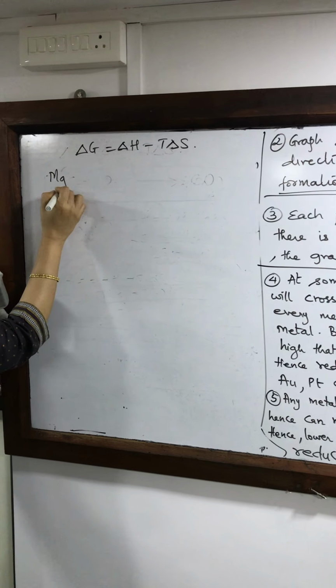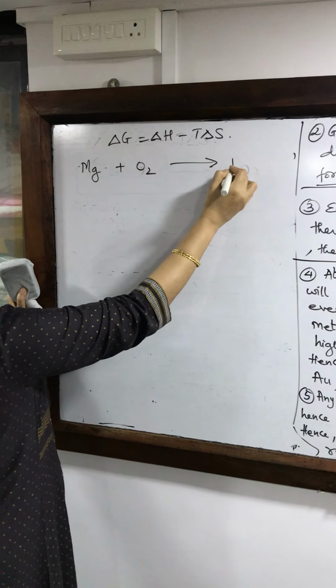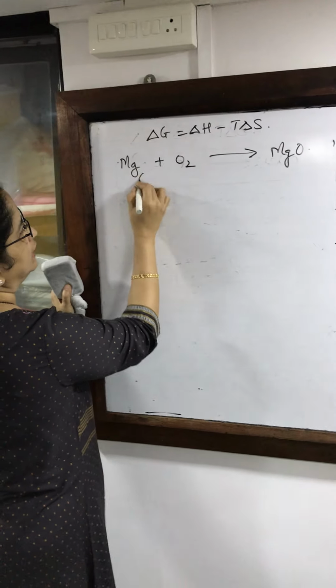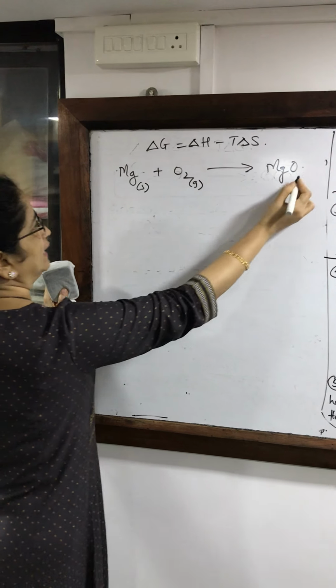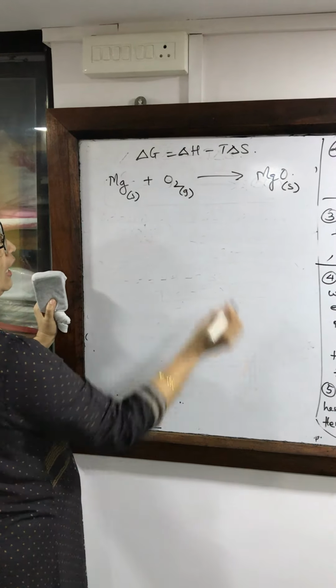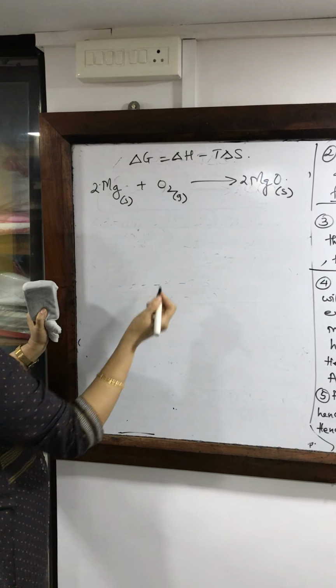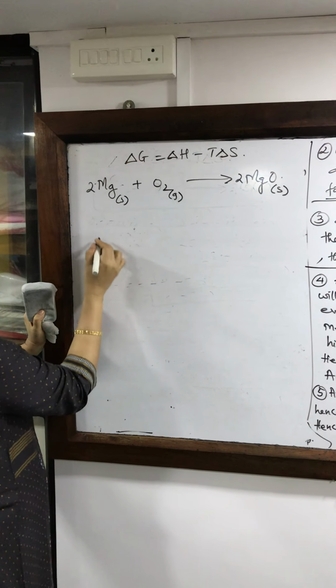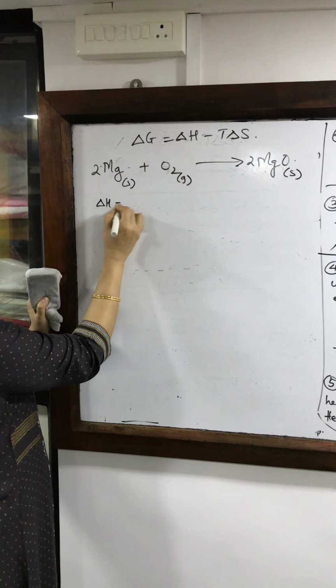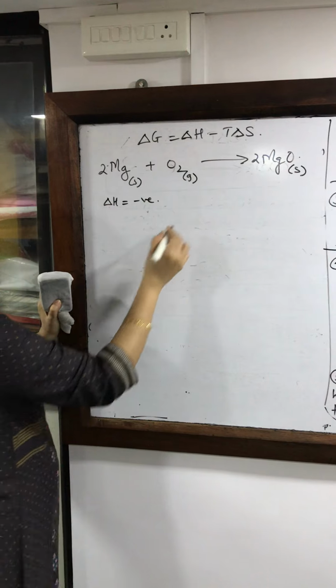Let us consider magnesium plus oxygen giving magnesium oxide. Magnesium is solid, oxygen is gas, magnesium oxide is solid. I balance this for 1 mole of oxygen. Now let us consider delta H value. In this case it is negative, it is an exothermic process.